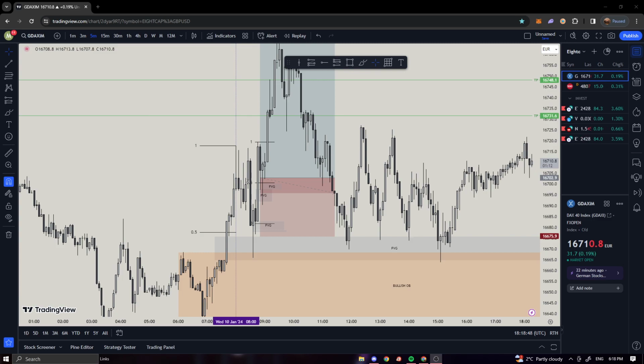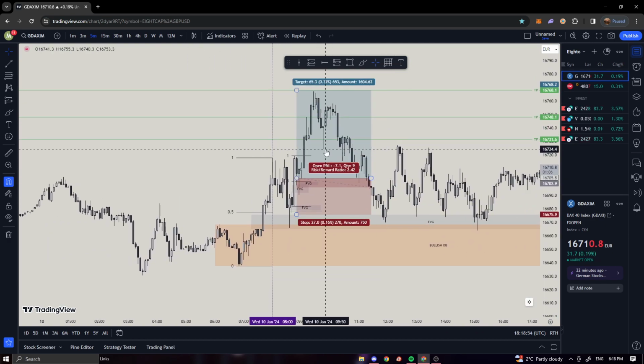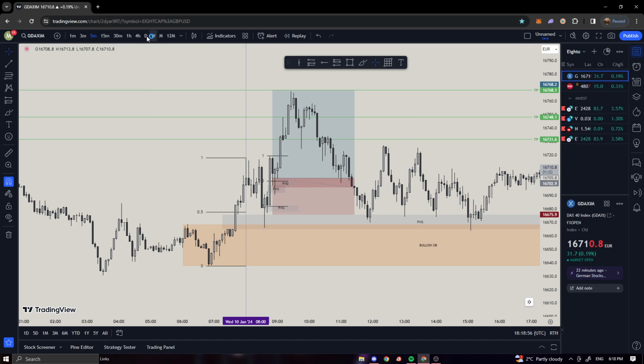Alright, so I'm gonna get through this quick. But today was the trade I've taken at London session. GER30 as always, which is the only pair I trade.